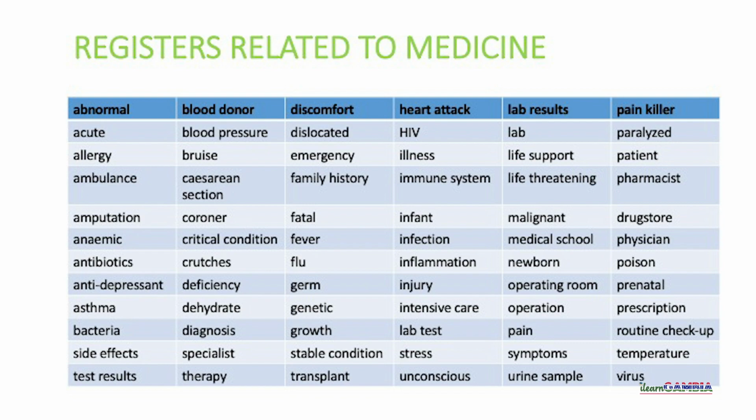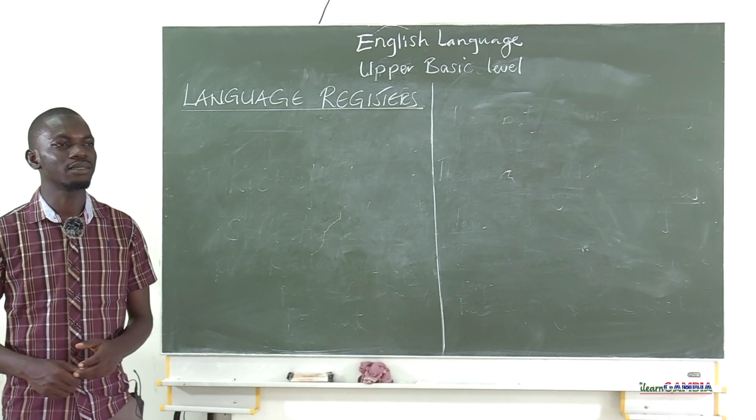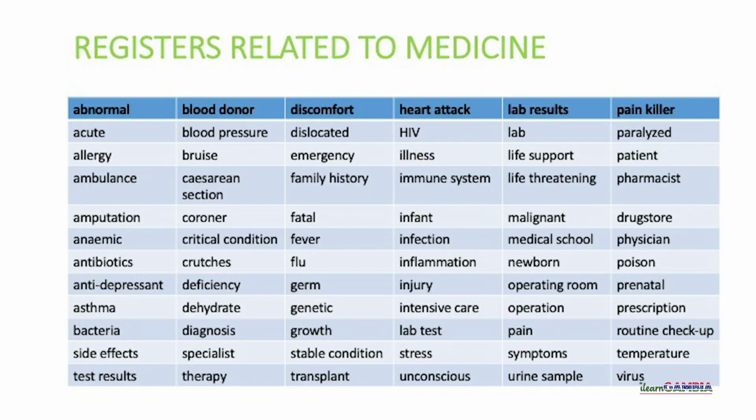You have deficiency, which means you lack certain things in your body, certain nutrients in your body. Dehydrate, loss of water. Diagnosis, that is determining what kind of sickness you have. You have specialist, therapy, treatment, discomfort, dislocate. If a particular joint is dislocated in your body, you say that is a dislocation.